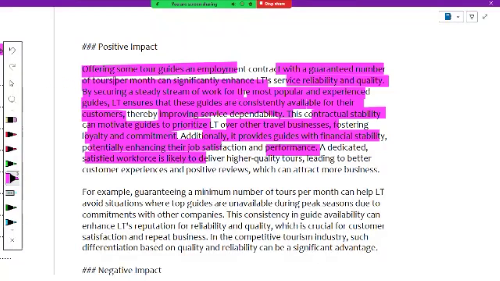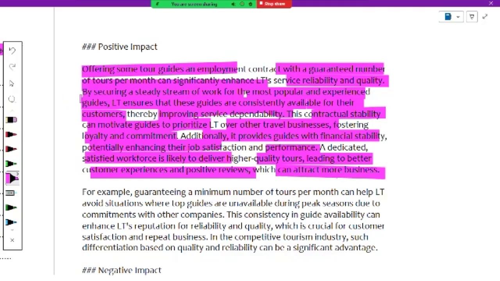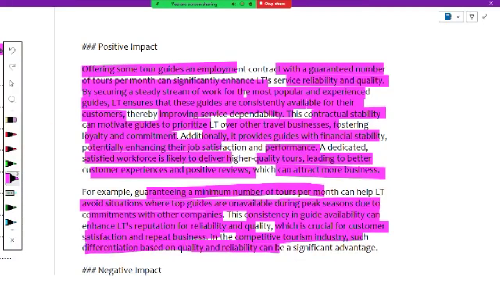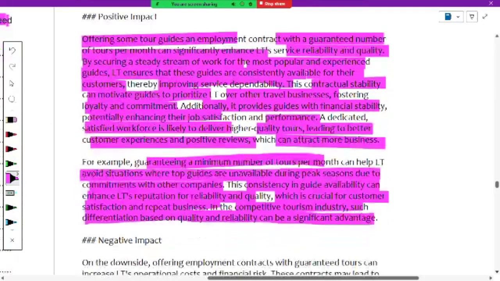A dedicated, satisfied workforce will deliver higher quality tours, leading to better customer experiences and positive reviews, which can attract more business. For example, guaranteeing a minimum number of tours per month can help LT avoid situations where top guides are unavailable during peak season due to commitments with other companies. This consistency in guide availability can enhance LT's reputation, reliability and quality, which is crucial for customer satisfaction and repeat business. In the competitive tourism industry, differentiation based on quality and reliability would be a significant advantage. So this would be the positive impact of this.